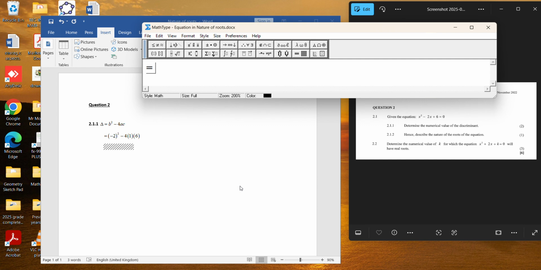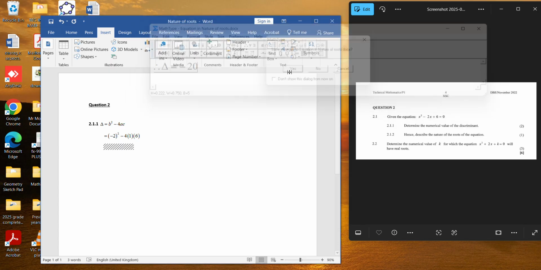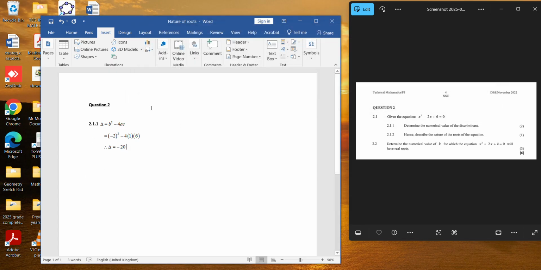It says from the calculator the value of delta, or we must first say therefore, because that is the conclusion. We must conclude to say therefore delta is equal to negative 20. That is the value of delta. Delta is equal to negative 20.